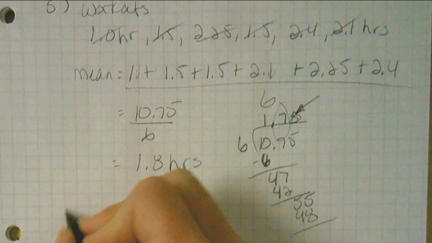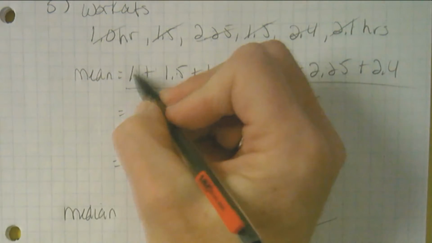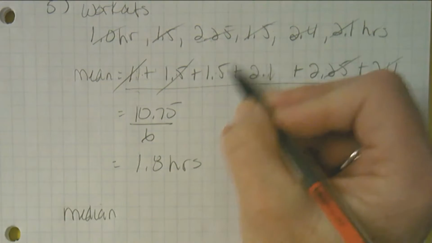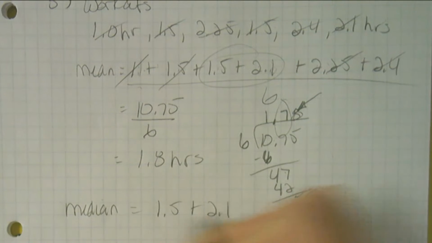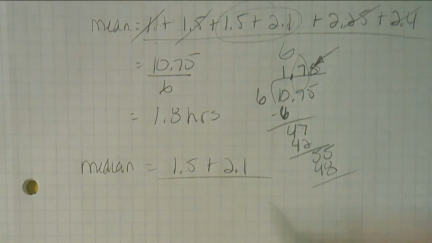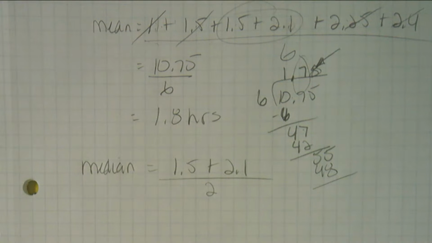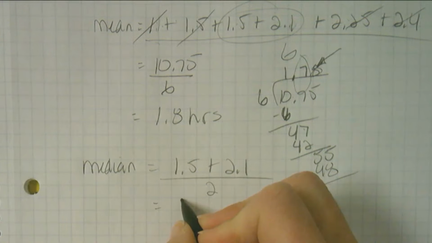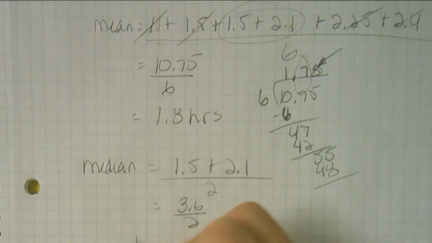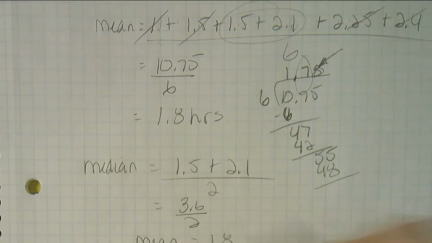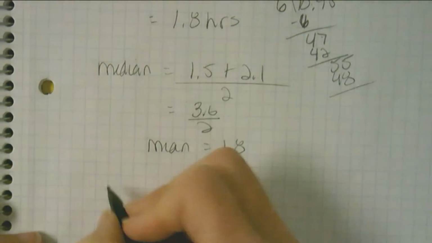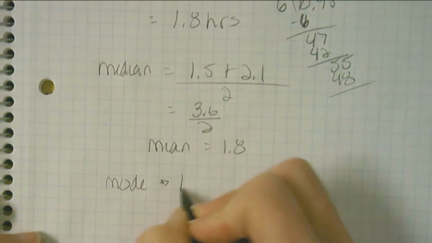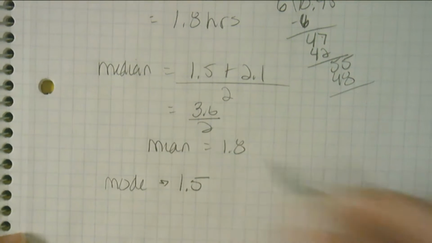All right, my median, I'm going to cross off the first and the last, the first and the last. I get my center 2 numbers. So it's 1.5 plus 2.1 because I have an even number of numbers. So there's 2 in the middle. I divide that by 2. And I end up with 3.6 divided by 2. So my median is 1.8. All of you are looking at your work to make sure you have the right work for this. And my mode, well, there's only one value that repeats, and it's 1.5.